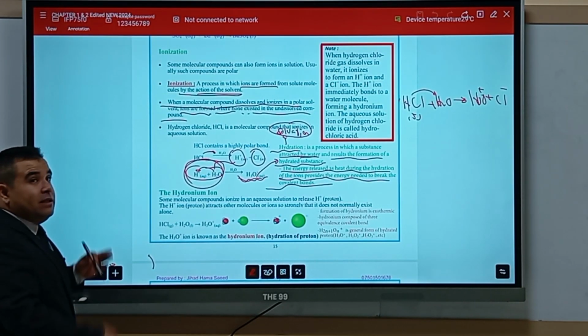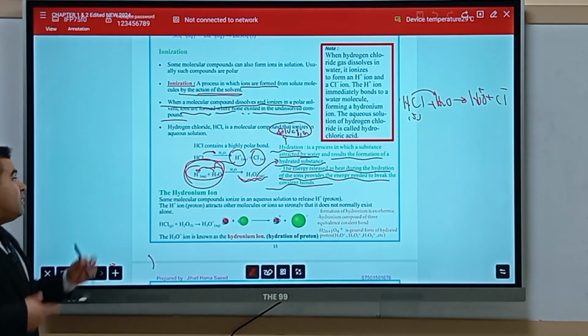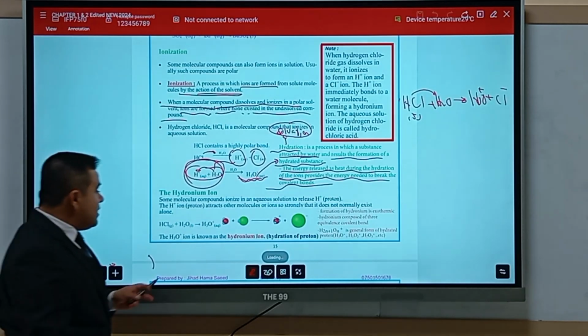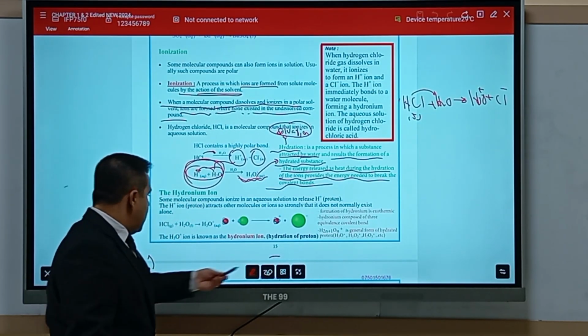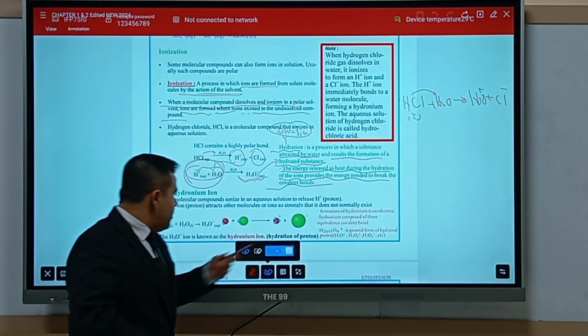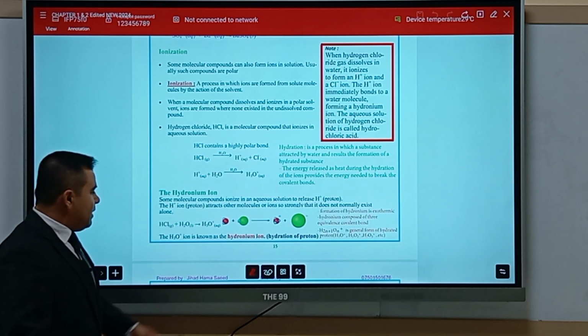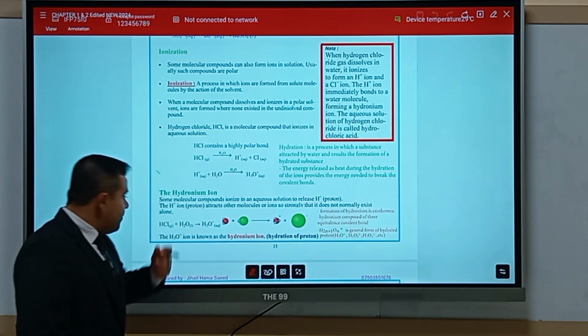This is all about the ionization, guys. We have the hydronium ion specifically. So what is the hydronium ion? Hydronium ion, guys, we talked about it shortly, but let us talk about the hydronium in detail.